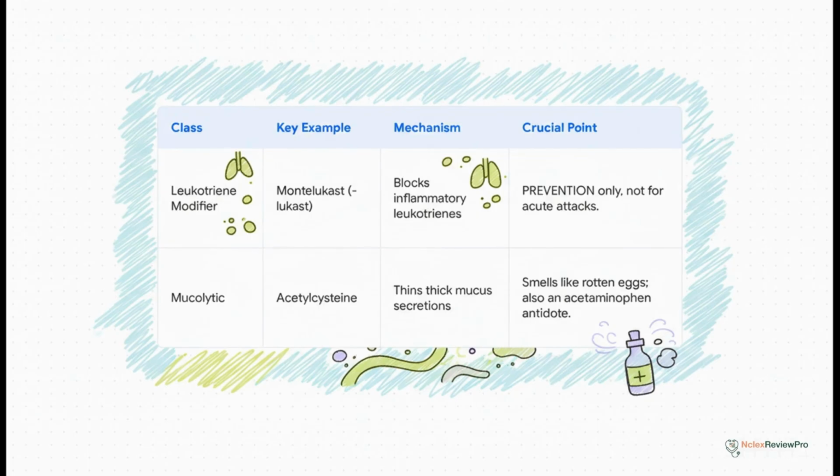Then we have mucolytics, like acetylcysteine. This stuff literally thins out thick, sticky mucus. Patients might complain it smells like rotten eggs, but here's a fun fact that always pops up on exams. It's also the antidote for an acetaminophen overdose.